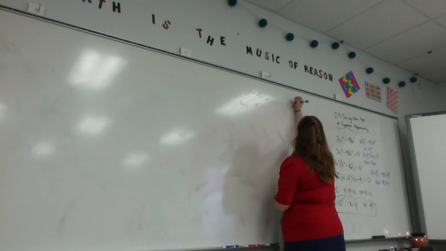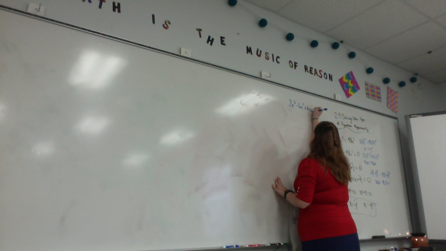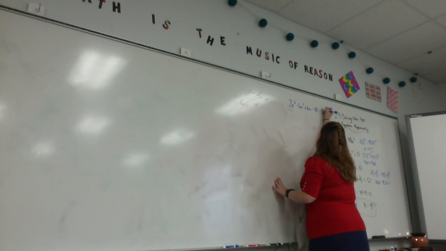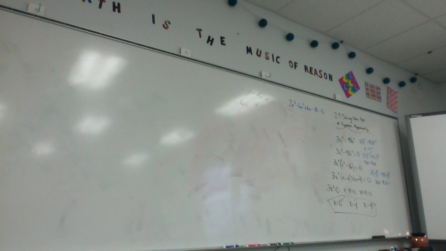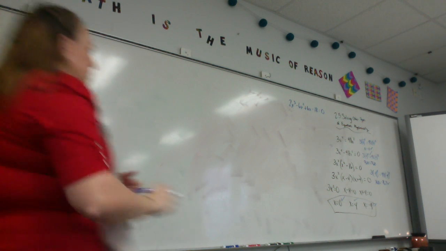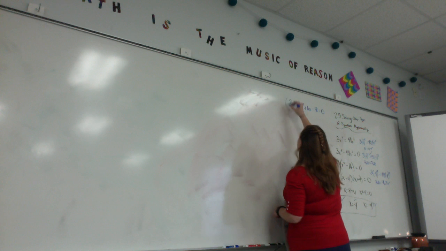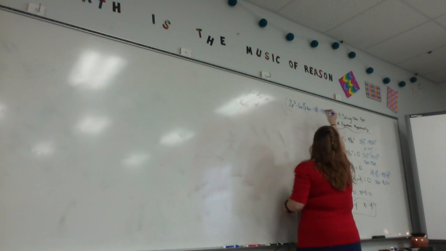Okay, let's talk about solving this. Let's solve 2x cubed minus 6x squared plus 6x minus 18 equals 0. How would you go about solving that? You need to group this. When there are 4 terms, you have to do grouping.